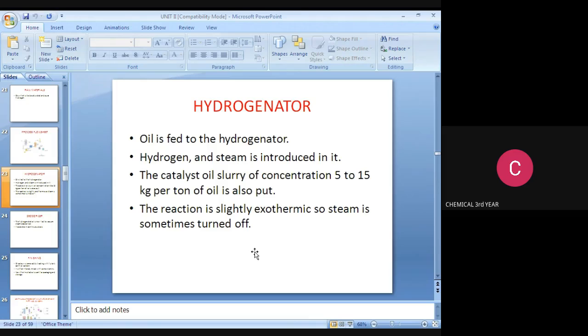What type of catalyst are we using? We are preparing the nickel catalyst. The nickel catalyst is used as a catalyst oil slurry at a concentration of 5 to 15 percent, in kg per ton of oil. The reaction is slightly exothermic, so the steam is sometimes turned off.